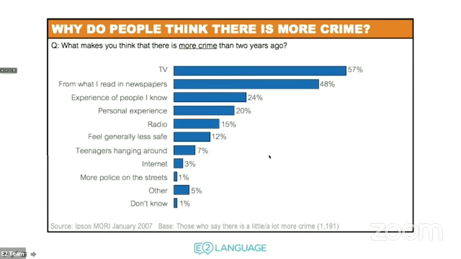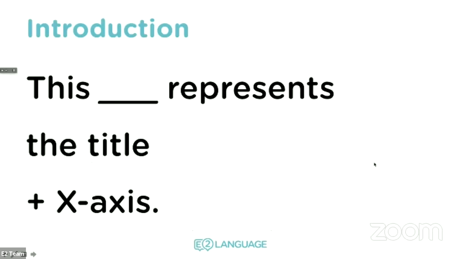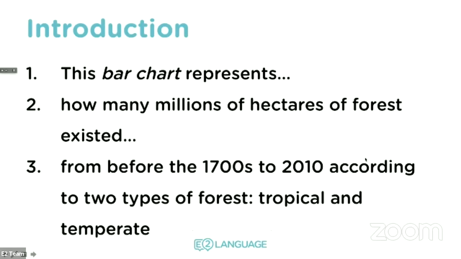Right, let's do it again, and this one hopefully will be a little bit easier. So what I want to do is introduce this graph in a single sentence saying this bar chart represents the title and the x-axis. Fine, I'm going to say something like this bar chart represents how many millions of hectares of forest existed from before the 1700s to 2010, according to two types of forest, tropical and temperate.